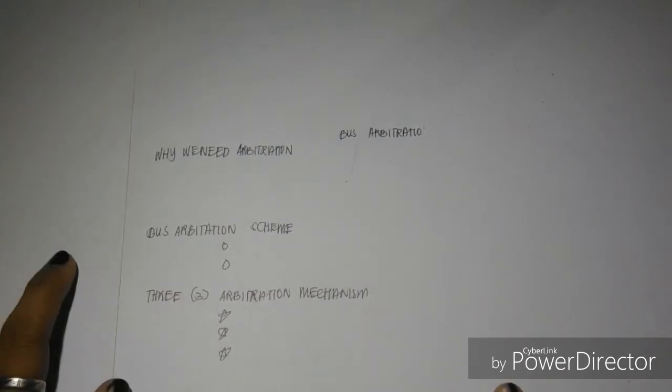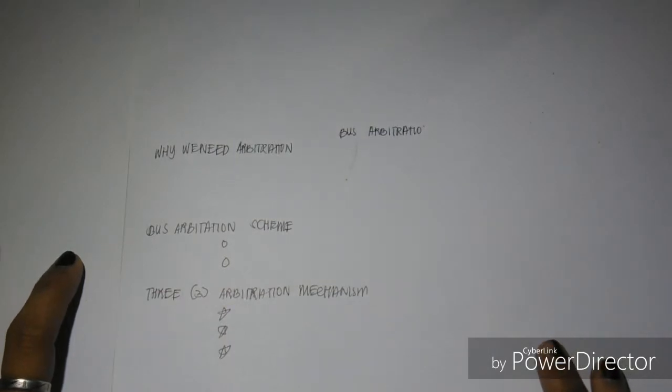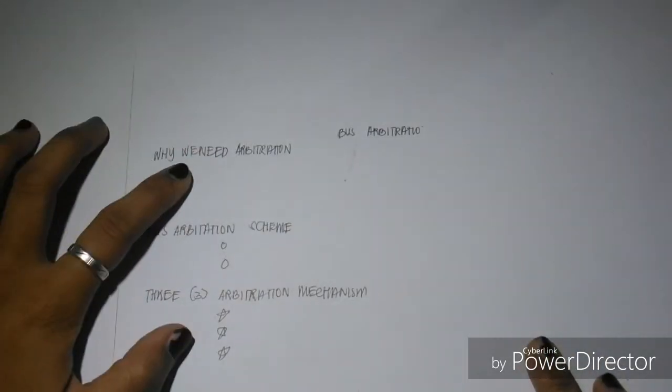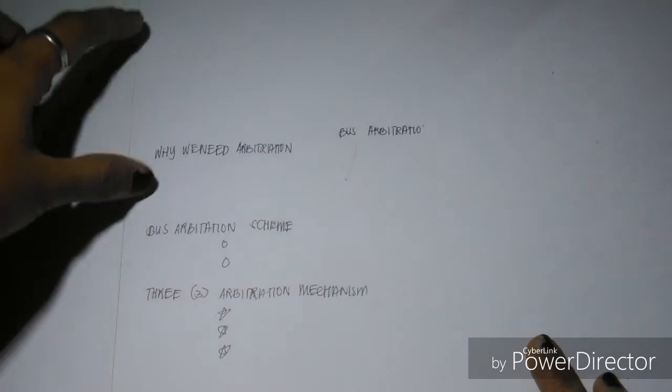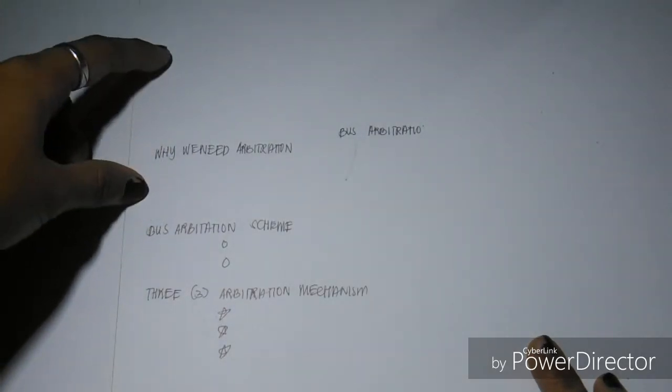Bus arbitration. So it consists of the system bus, which consists of the data bus, address bus, and control bus. So what is arbitration? It is deciding who gets access for reading and writing. So for every transaction, who gets access is decided by arbitration. So why do we need arbitration? Usually multiple devices may need to use the bus at the same time.